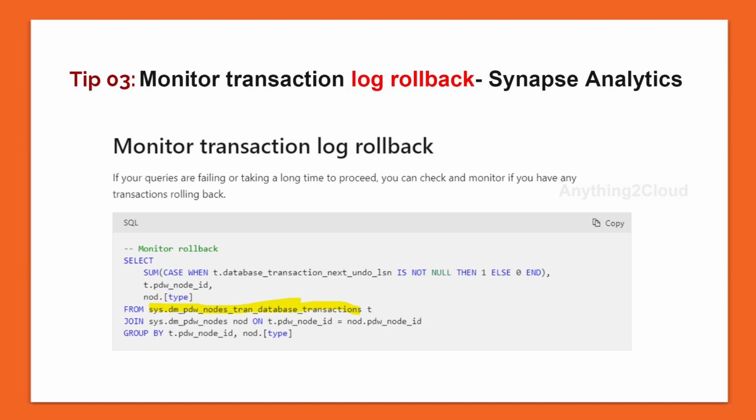The next tip is on monitoring transaction log rollback in Synapse Analytics. If your queries are failing or taking a long time to proceed, you can check and monitor if you have any transaction rolling back. We can check this information in sys.dm_pdw_nodes_tran_database_transactions. In this table, we can see if any transaction rollback has happened.